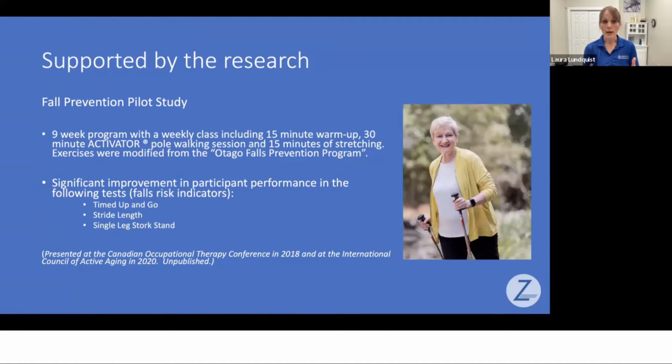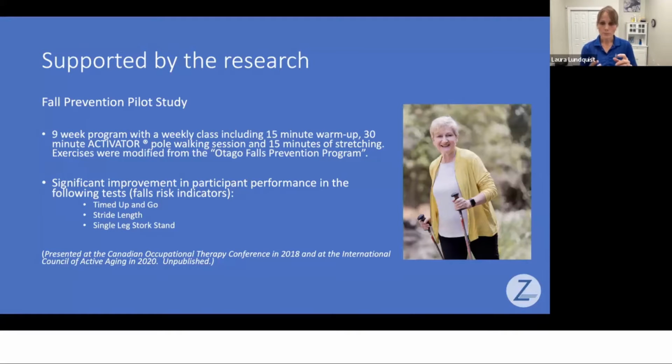And what they saw after this 9-week program, they did before and after testing, was that there were clinically significant improvements in some standardized testing that they did prior to the 9 weeks and then at the conclusion of the 9 weeks.